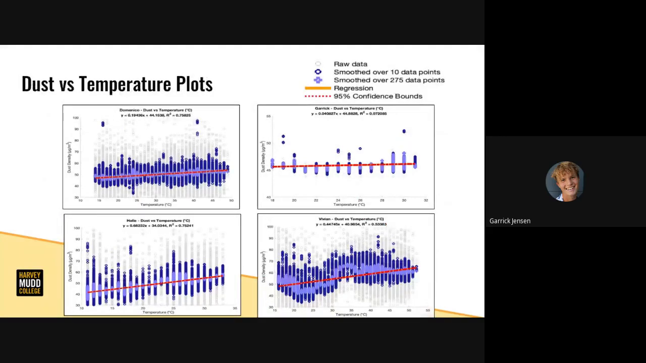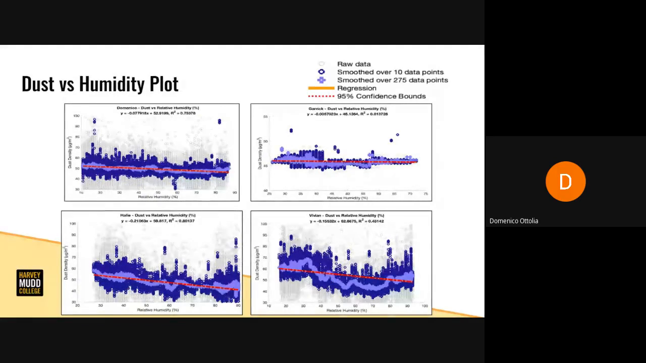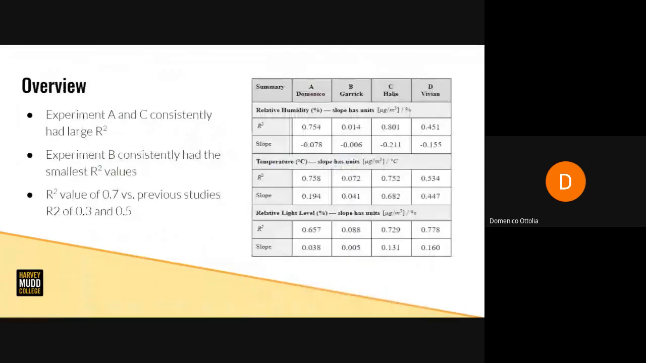And here we have the dust versus temperature plots, which appear to be very similar to our predicted model, in that they all have positive correlation, and 2 of our R values are actually very large compared to our previous predicted models. And here we have plots of dust versus humidity, and like our predicted models, they also have an increase in dust as relative humidity decreases.